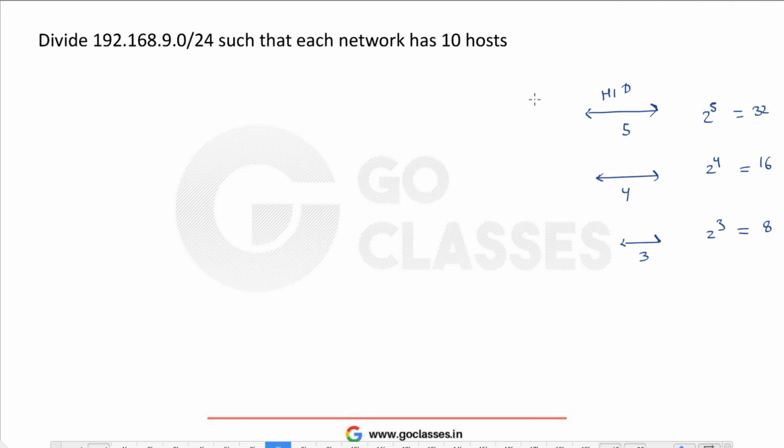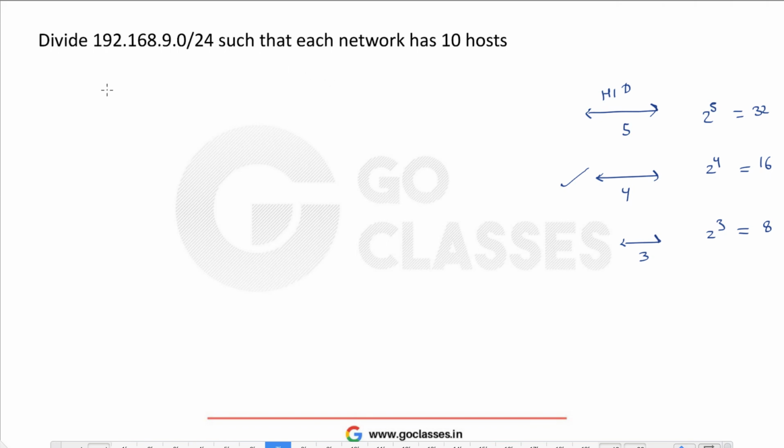So in this case I will go for 4 host ID bits. Why? Because I cannot give fewer hosts, which means I cannot give just 6 hosts because the demand is for 10 hosts, and I cannot give more hosts, which means I cannot give 30 hosts. So that's why 4 host ID bits is the accurate one, which will give me 14 hosts, because I cannot do better than 14. So I will use 4 bits as host ID.